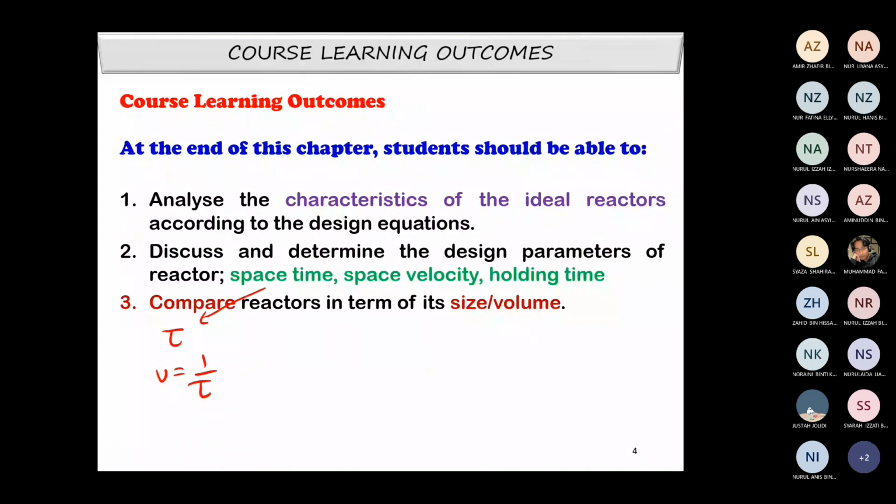So at the end of this chapter, students should be able to analyze the characteristics of ideal reactors according to the design equation. That's why you begin with the material balance. You have to know how to modify the material balance according to the characteristics of each reactor. Then discuss and determine the design parameters of the reactor, which are space time, space velocity and holding time, and compare the reactors in terms of their size and volume.